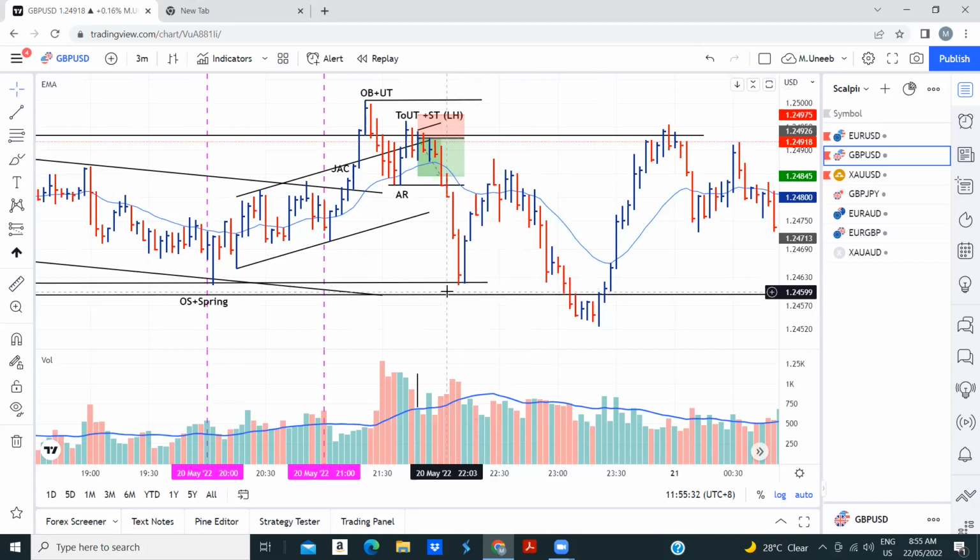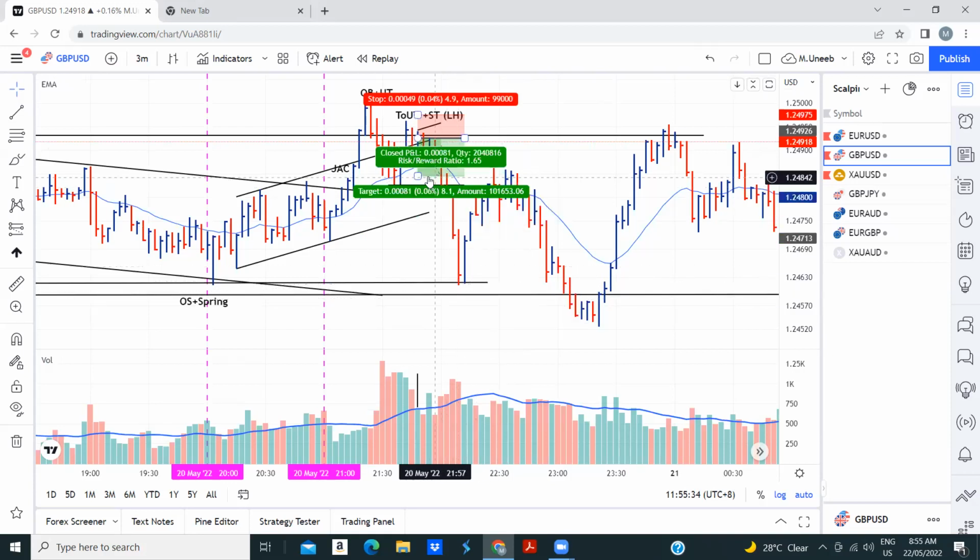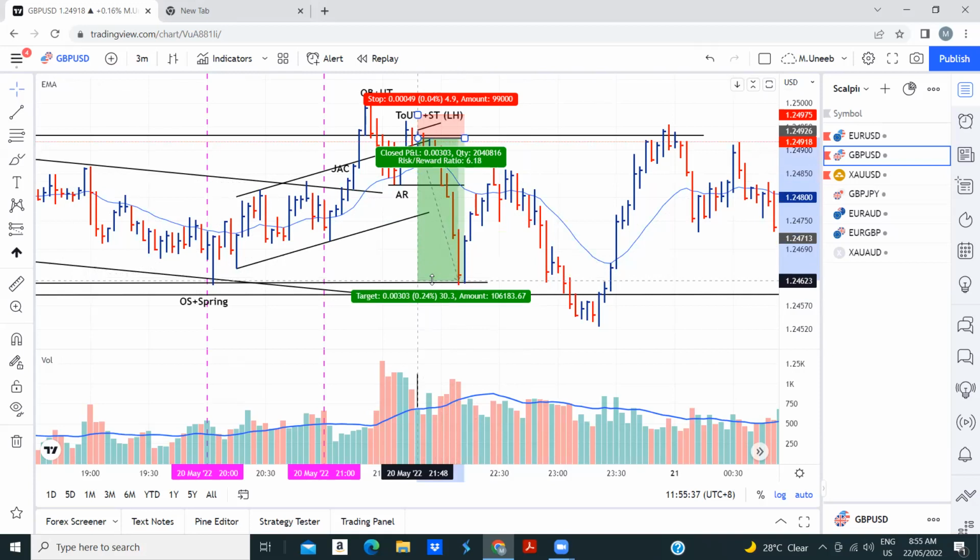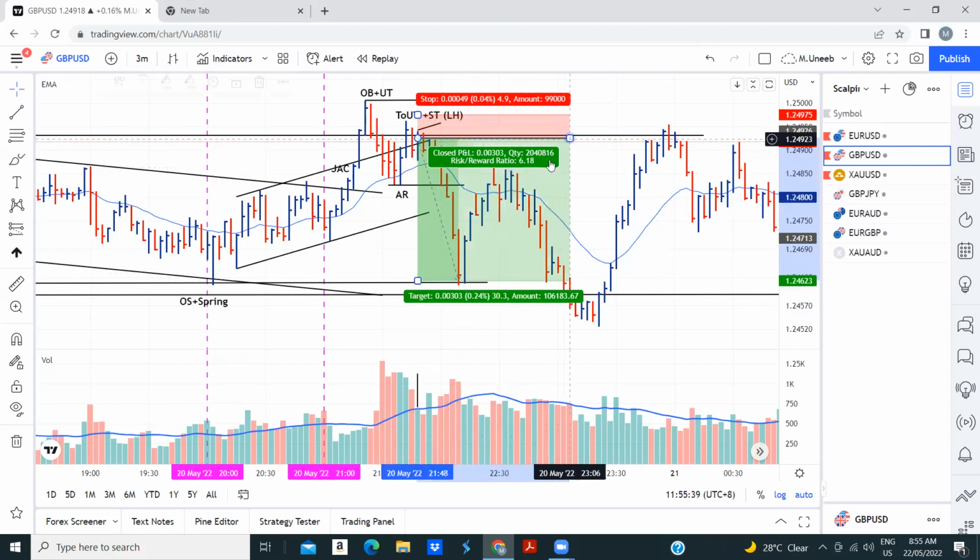So I will not hold my trade until this one. If you try to exit at the first point, the first point was this one. Am I right? So how much did you make? 6.18 R. You understand?